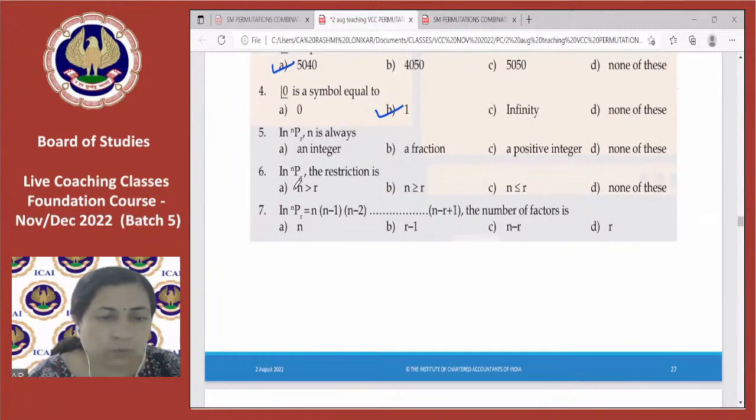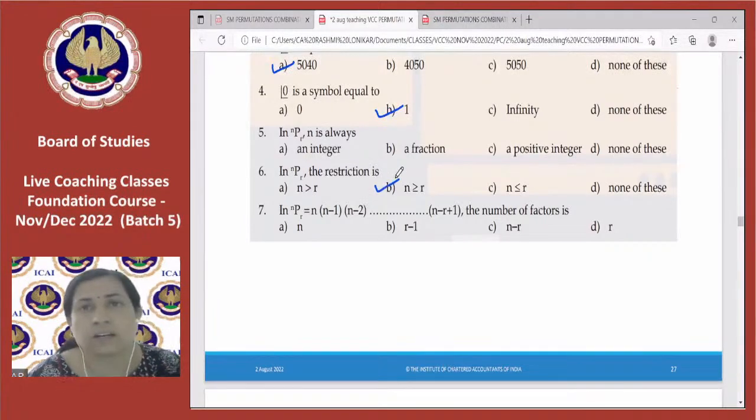In NPR, what is the restriction? N is greater than R, N is greater than or equal to R, N is smaller than R, or none of these. So B is the correct answer. So N is greater than or equal to R.